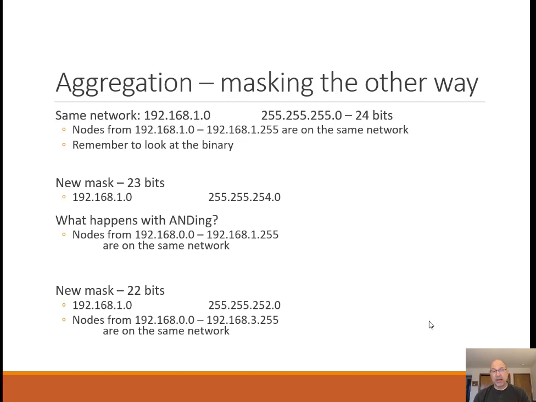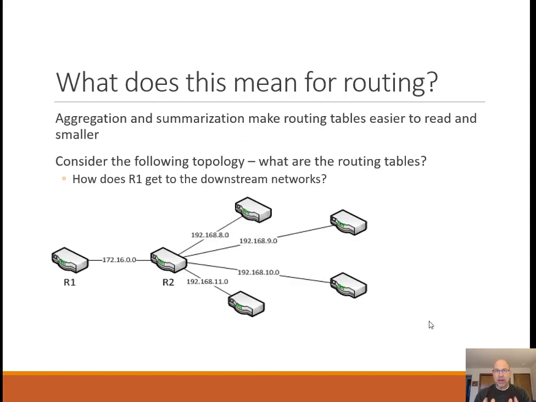Well, suddenly that same address space expands to include two more networks, because what we did is we stole 2 bits. How many possibilities are in 2 bits? 4. That means you just supernetted 4 Class C networks together. So now the address space that is the same value when you do all the ANDing is 192.168.0.0 to 192.168.3.255.